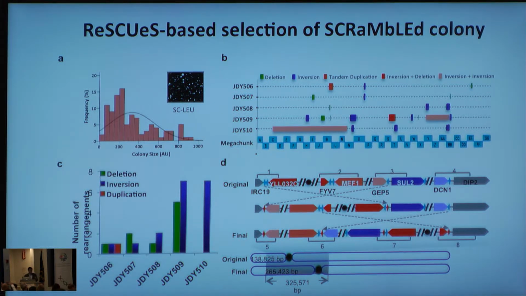However, compared to the one published paper using the circular chromosome 9 arm, we found that for these linear chromosomes, the number of rearrangements is much reduced. We also found a large inversion, as shown here. It's about 300 kb long.